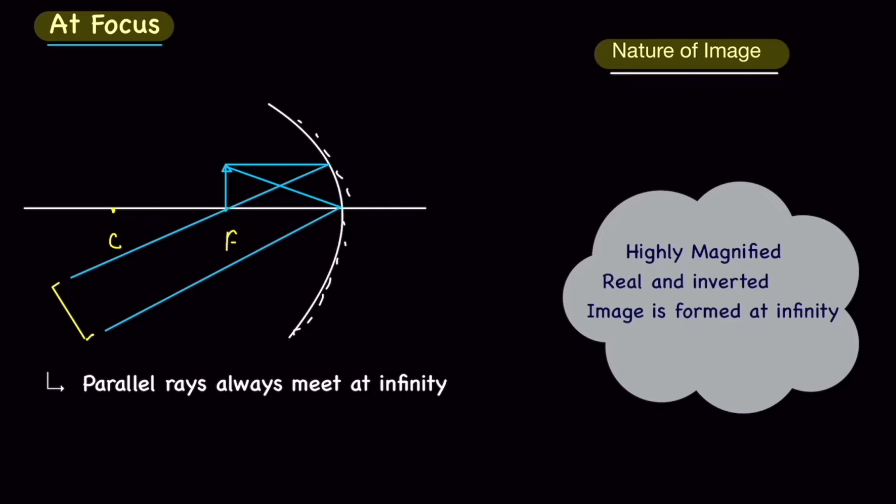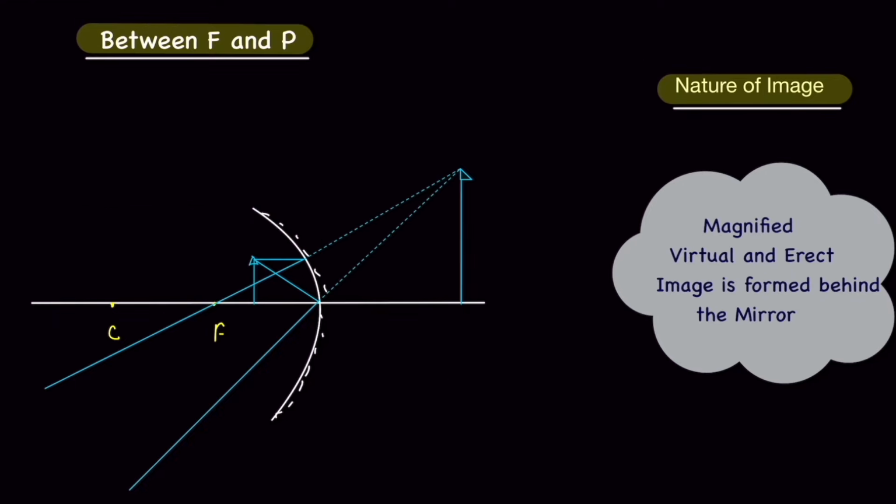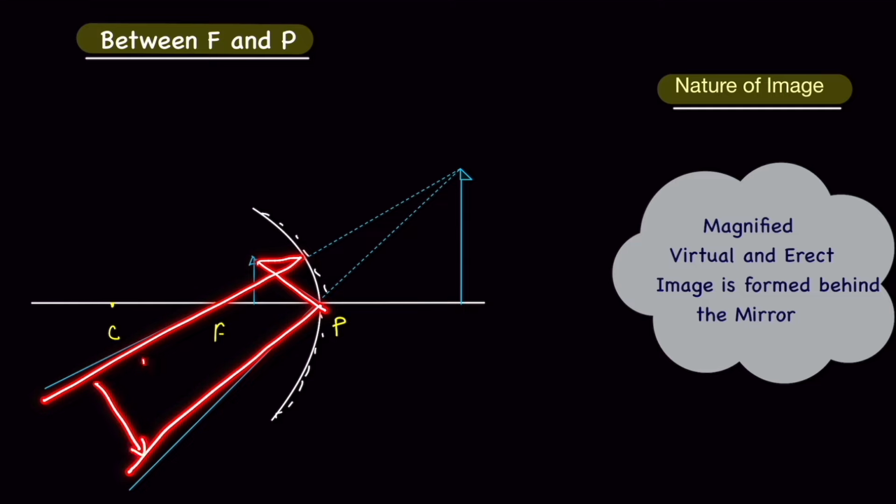But the next ray diagram, when the object is present between F and P, it is a case of virtual and erect. So here this is the diagram. If we place the object between F and P and we take two rays, one is parallel, so it must pass through focus, and another through the pole we can consider. So here the rays are diverging.